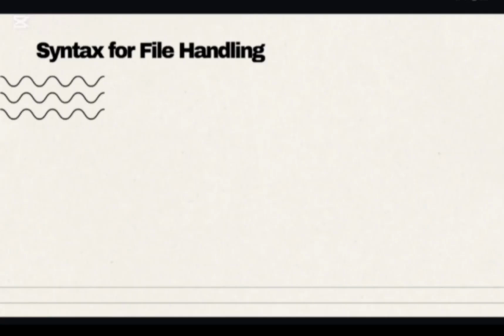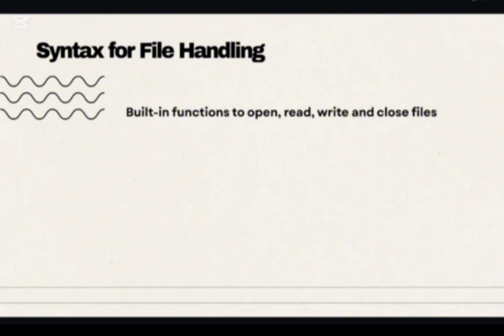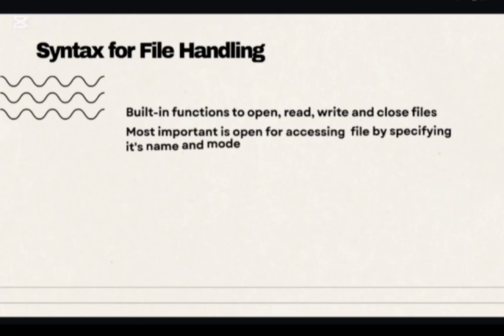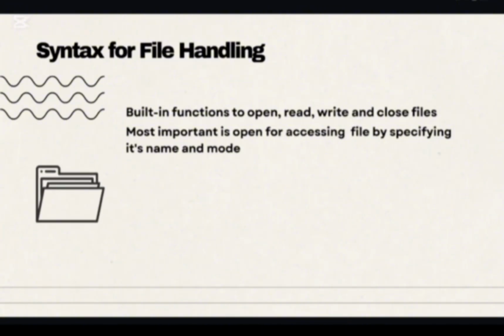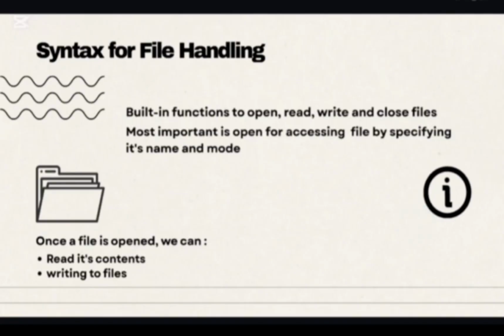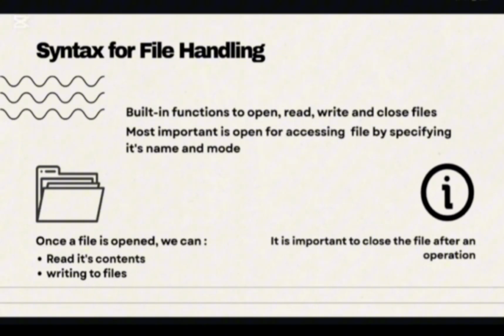Syntax for file handling. In Python, file handling is done using built-in functions that allow us to open, read, write, and close files. The most important function is the open function, which is used to access a file by specifying its name and mode. Once a file is opened, we can read its content using methods such as reading the entire file, reading one line, or reading multiple lines. Writing to files is done using functions that allow us to store new data. After performing file operations, it is important to close the file to ensure that resources are properly managed.